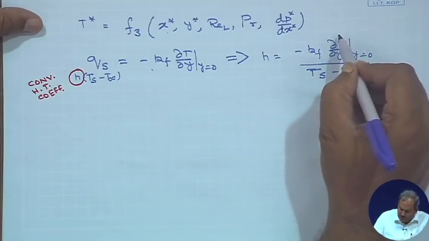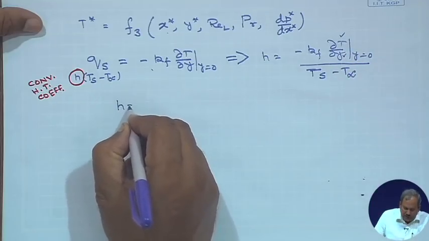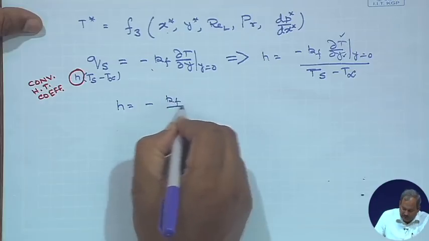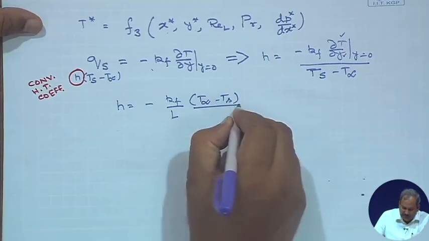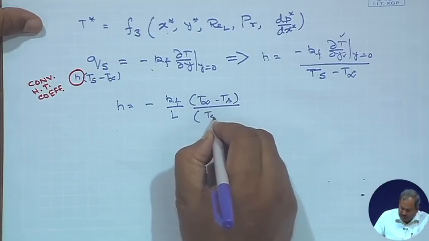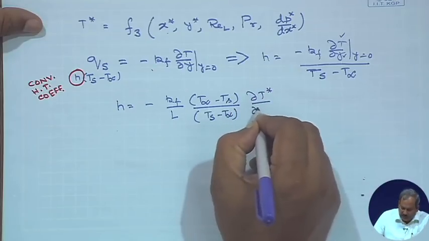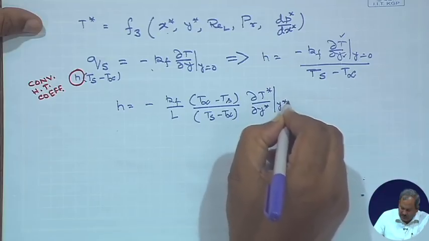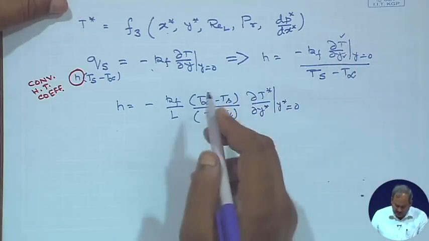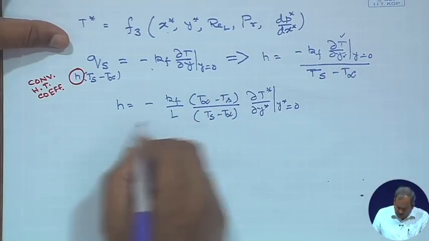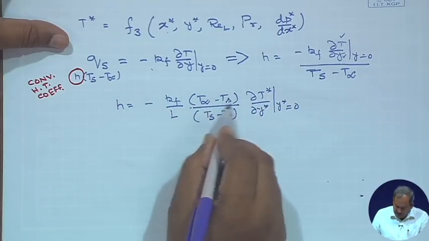So, I am going to non-dimensionalize these T, y, etc. So, h would simply be equal to minus Kf, just a non-dimensionalization, nothing else, T infinity minus Ts by what I have over here, Ts minus T infinity, and this would simply be equal to del T star del y star at y star equal to 0. So, nothing new in here, I am simply expressing this T and y in dimensionless forms. So, these two will cancel and the minus sign would also disappear because of the nature of this.